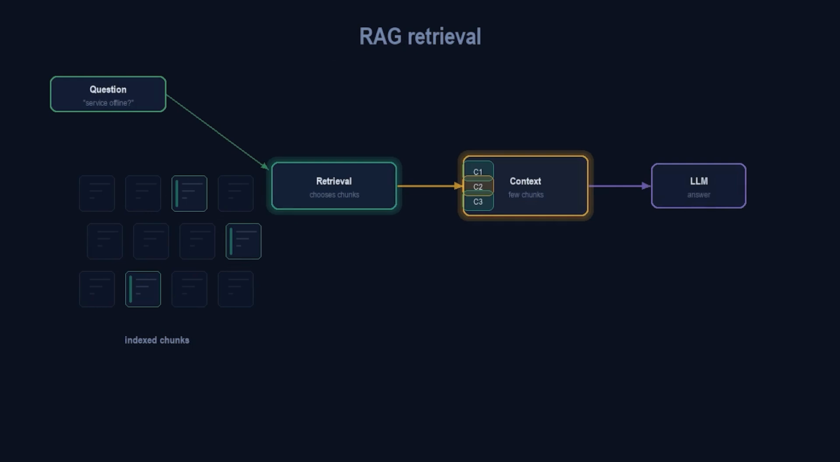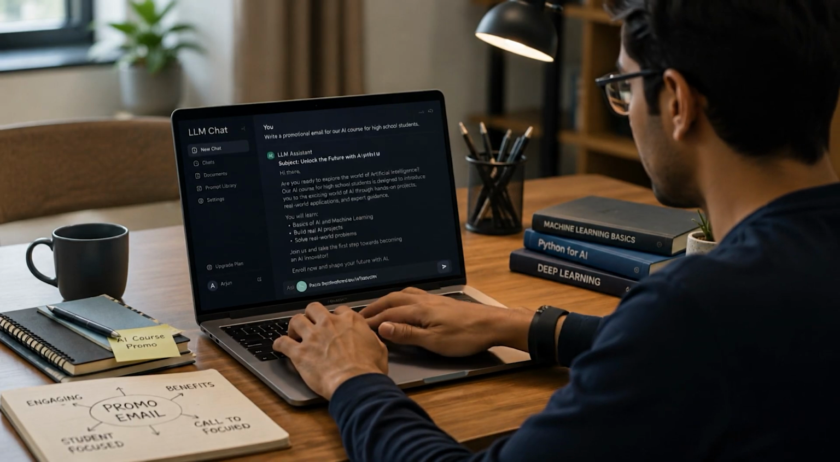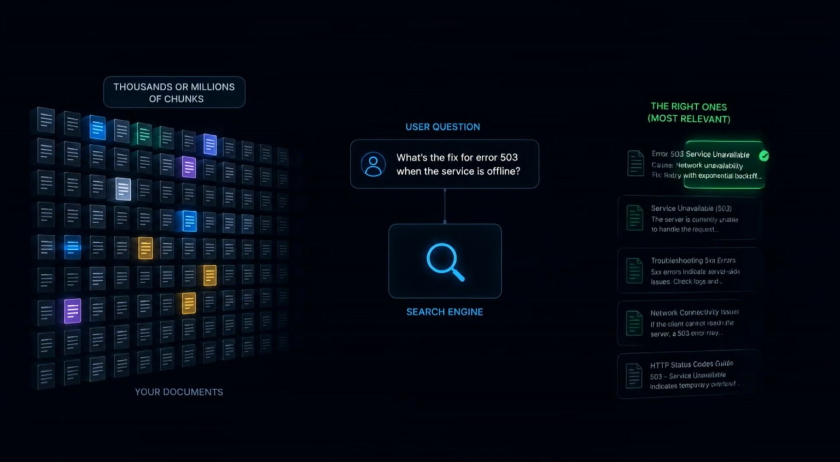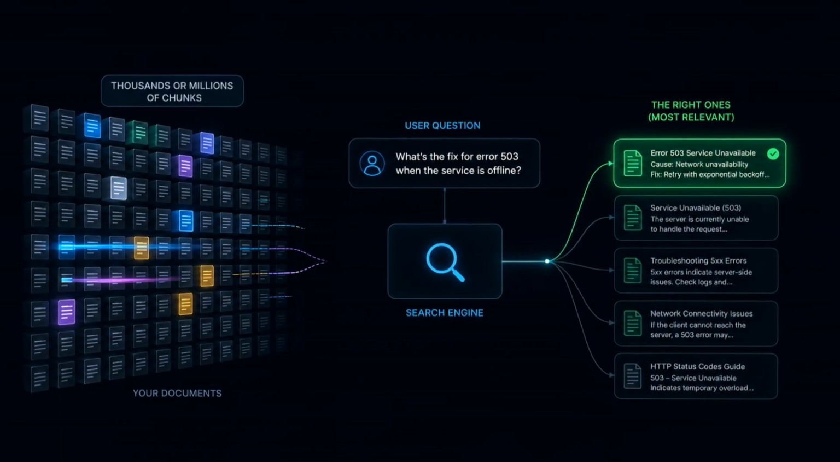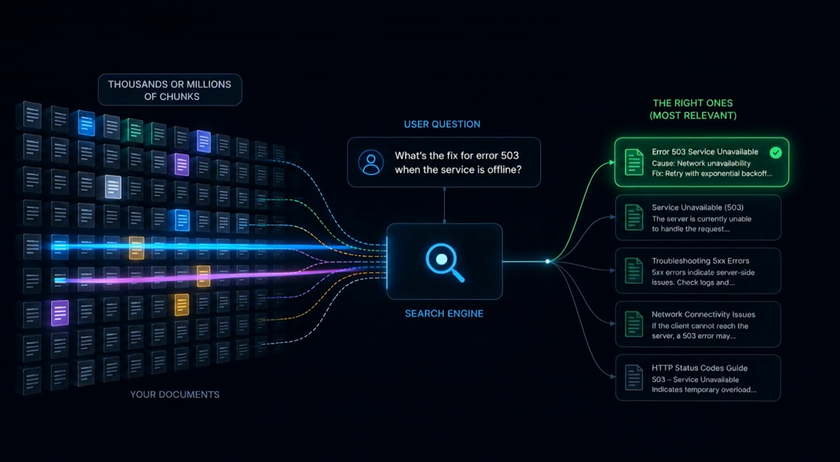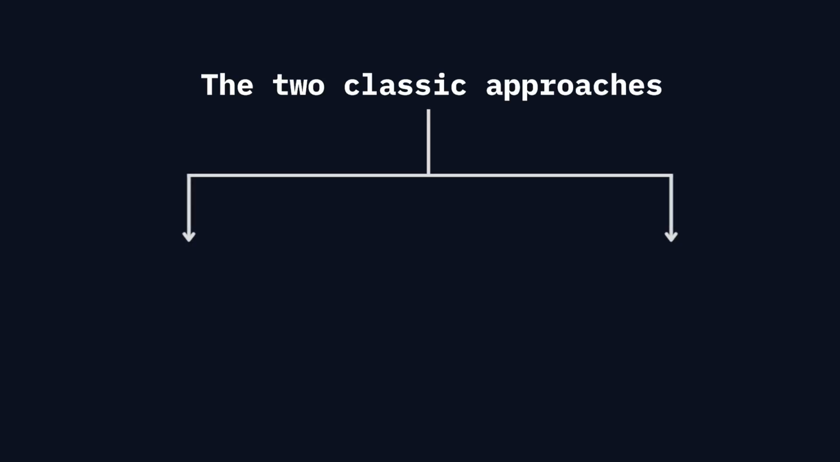And retrieval is the foundation of the whole system. If you retrieve the wrong chunks, the LLM is working with the wrong information. No amount of clever prompting fixes that. So the question is, how do you search through thousands or millions of chunks and find the right ones? There are two classic approaches: keyword search and vector search. And it turns out neither one is enough by itself.